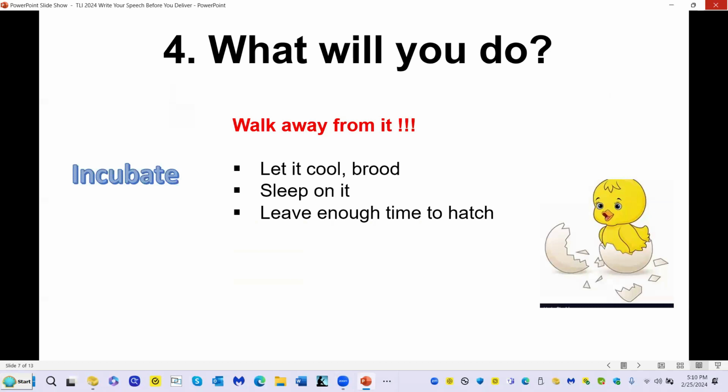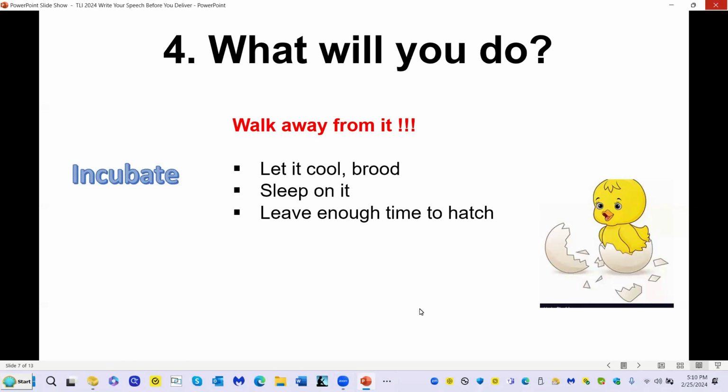Now, I know I mentioned that you are not going to finalize it immediately, because you will incubate. You have to walk away from what you have written so far. Let it cool, brood, sleep on it. Leave enough time to hatch. These are just synonyms, because I want to emphasize the need for it.